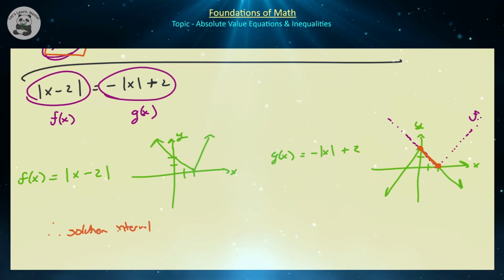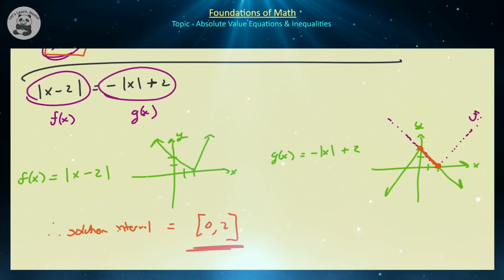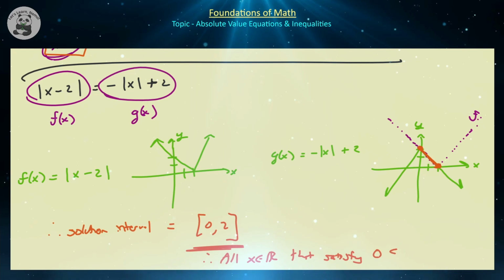interval is the interval 0 to 2. So every number between 0 and 2, inclusive of those boundaries, will work. And we can also write this in expanded form, in particular all x in R that satisfy 0 less than or equal to x less than or equal to 2.